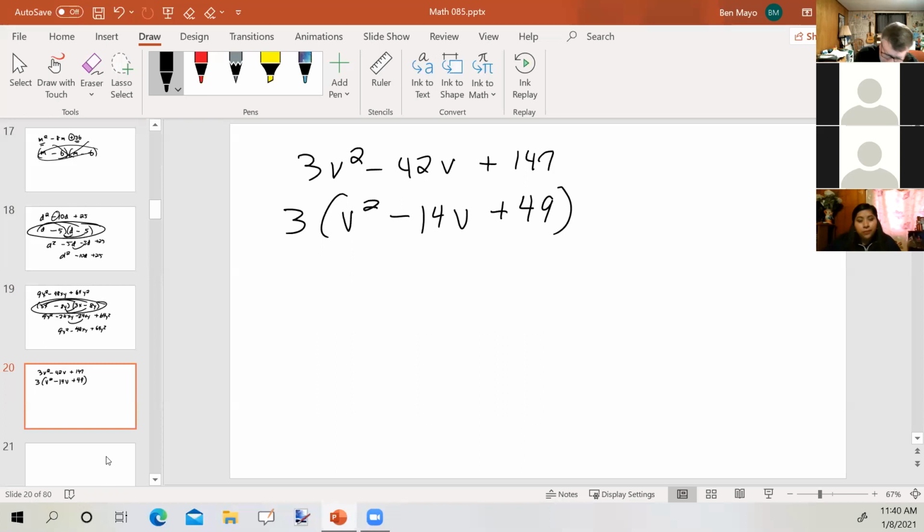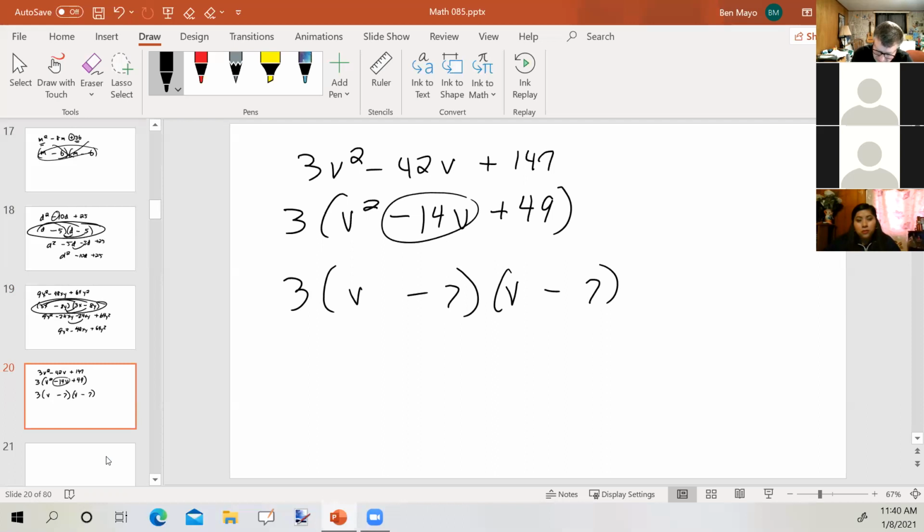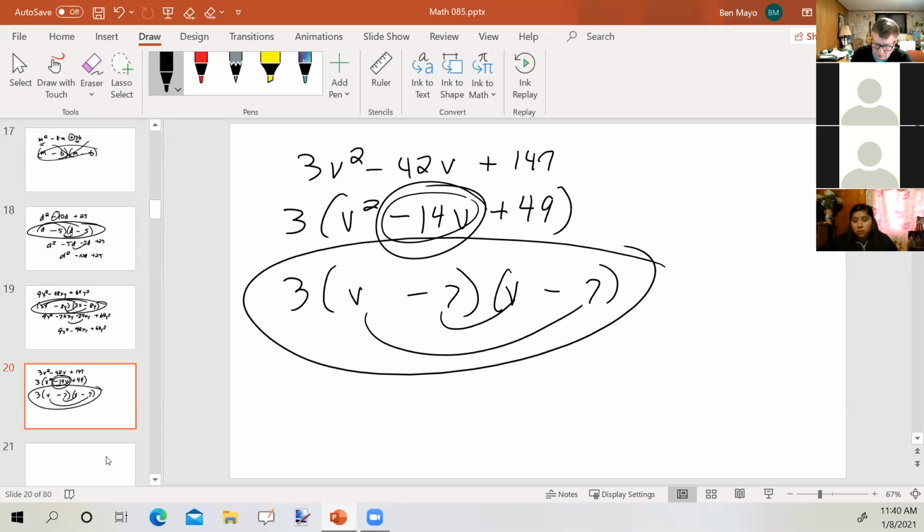Okay. Now what's inside? The 49 splits to 7 and 7. To get a minus, we'd have to have that. That would give us minus 7v, which is minus 14v in the middle. So again, it's a perfect square trinomial once we've taken out the 3. And we could write that like I did there, or like that. Any questions about perfect square trinomials before we go on to the second part of this lesson? All righty.